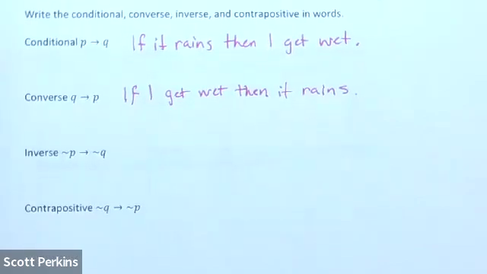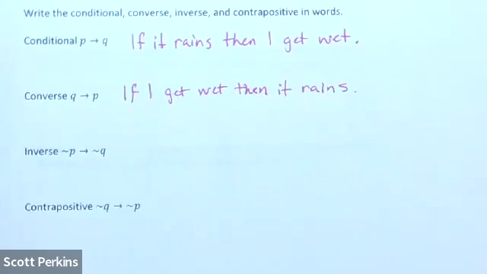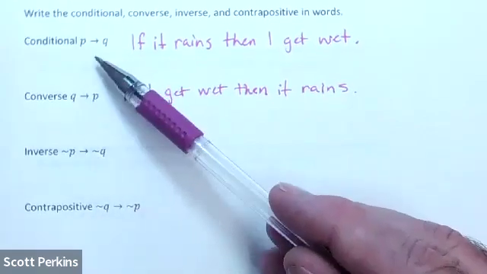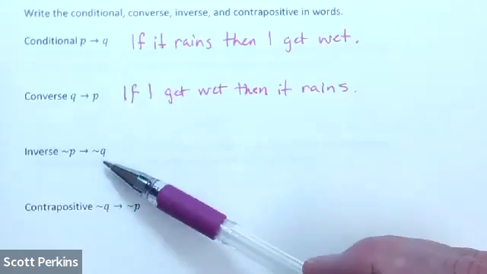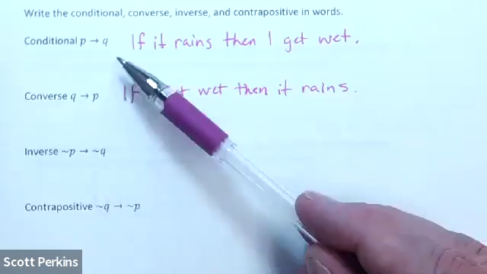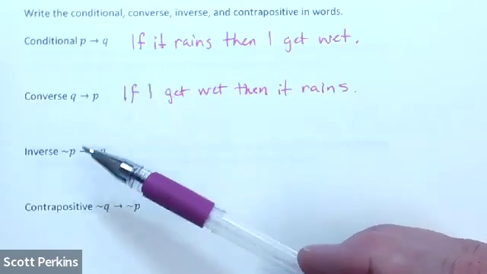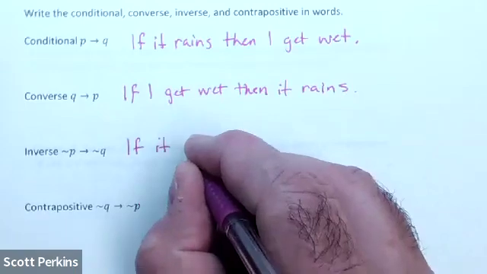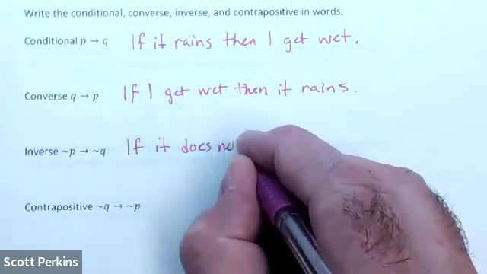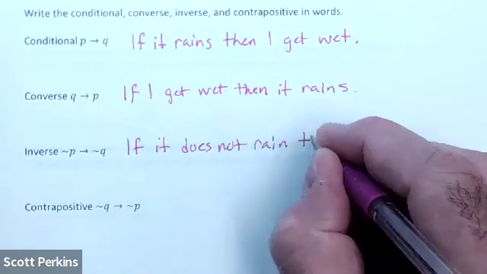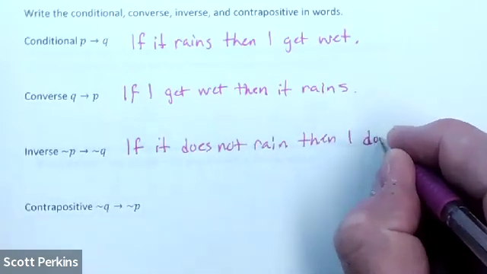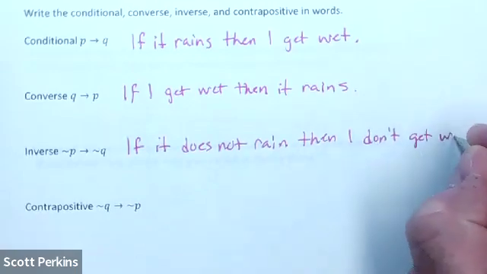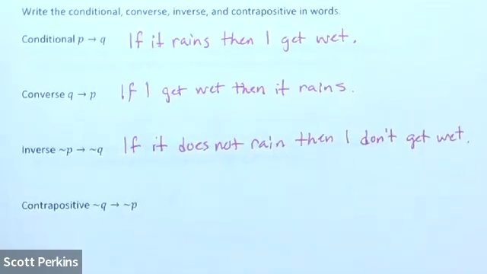The next statement is called the inverse. Now notice what the inverse does. Tell me, how does the inverse compare to the original conditional statement? What did we do? You negate both. Did I change the order? Nope, just negating. Okay, so the inverse is if what? If it does not rain, what'd you say? Then I don't get wet. Lovely. Excellent work. Order is the same as the original statement, negated them.